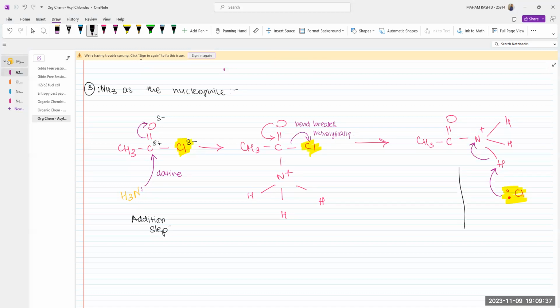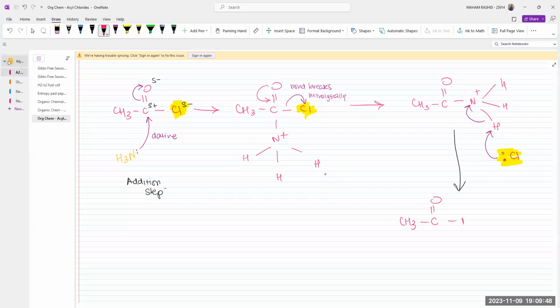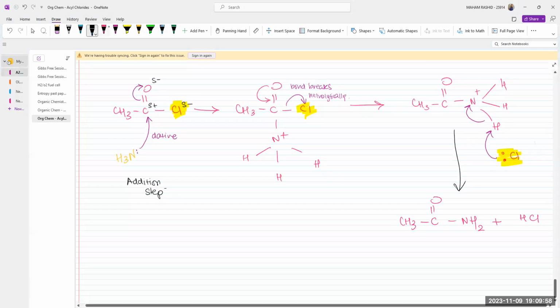Then what forms? The final product that you get is CH3, C double bond O, with an NH2 plus HCl, because the whole HCl molecule forms, right? Yes.